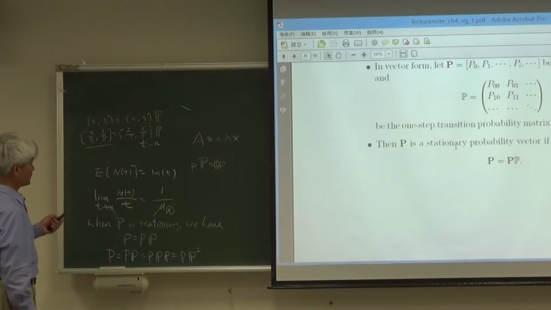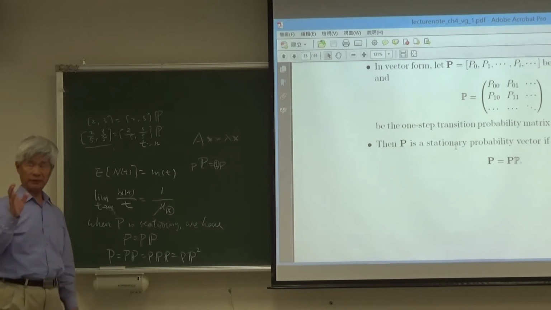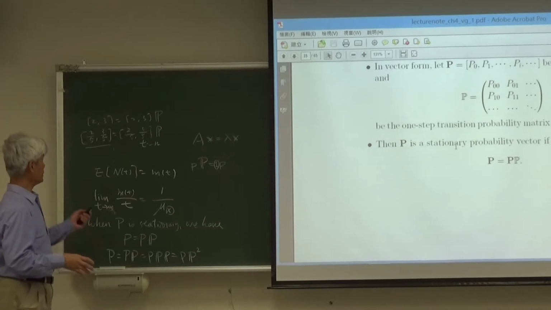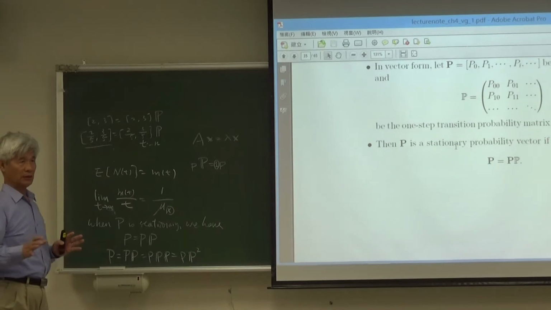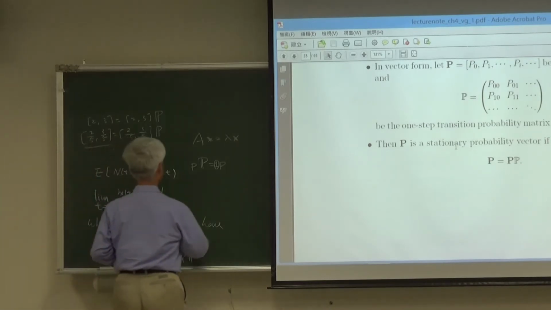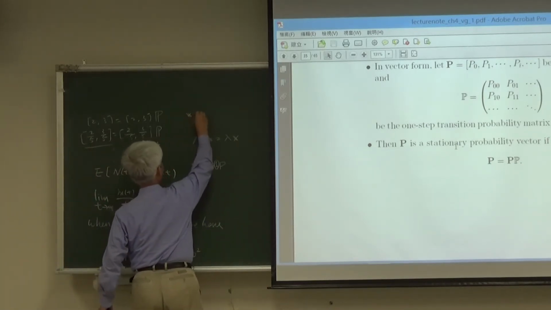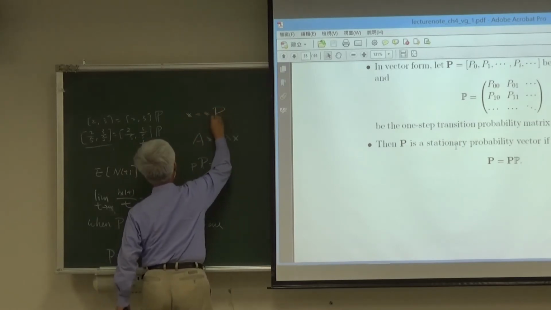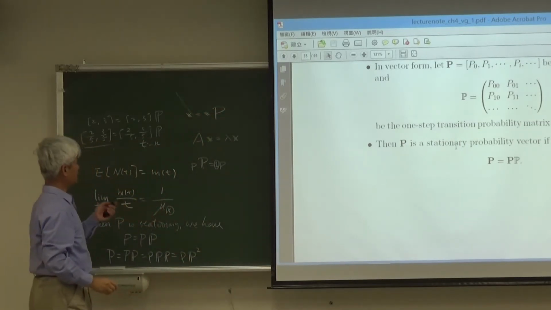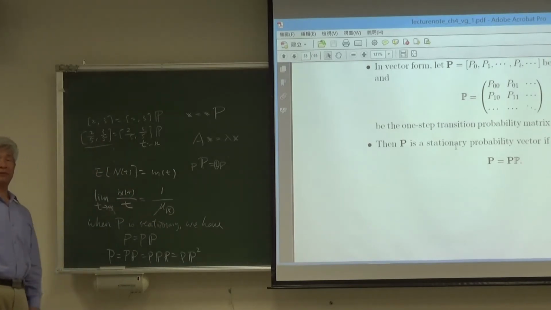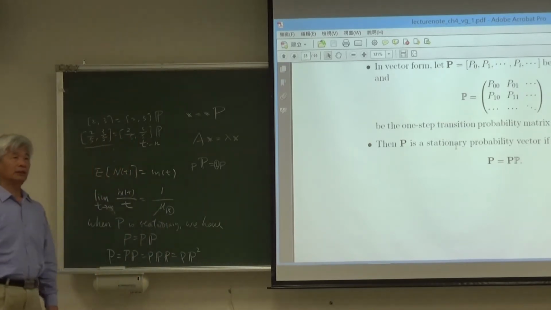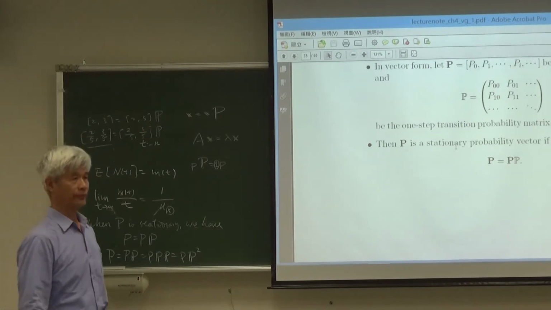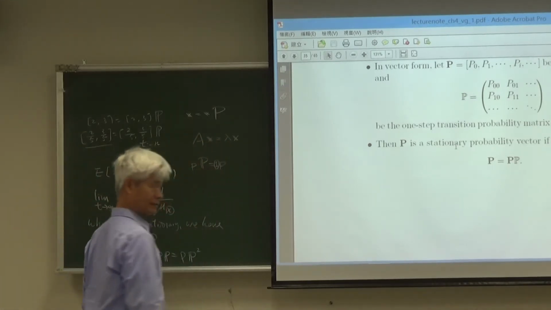So if the state space is finite, the one-step transition probability matrix is a finite matrix, and you can just solve the eigenproblem corresponding to eigenvalue 1. But how do you know the P matrix has an eigenvalue equal to 1? Yes, we can prove that.